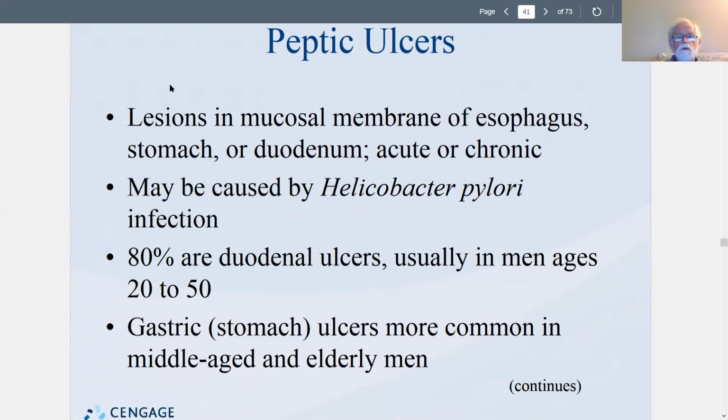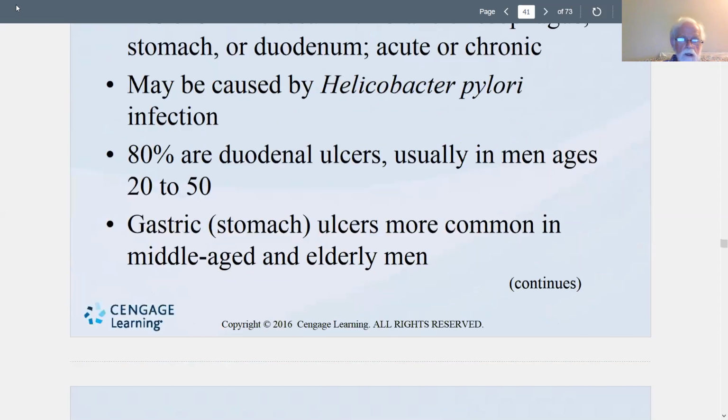Peptic ulcers are lesions in the mucosal membrane of the esophagus, stomach, and duodenum, and they can be acute or chronic. They may be caused by a bacterium called Helicobacter pylori, and about 80% of these peptic ulcers are actually in the duodenum, and usually in men who are 20 to 50. Gastric or stomach ulcers are more common in middle-aged and elderly men.